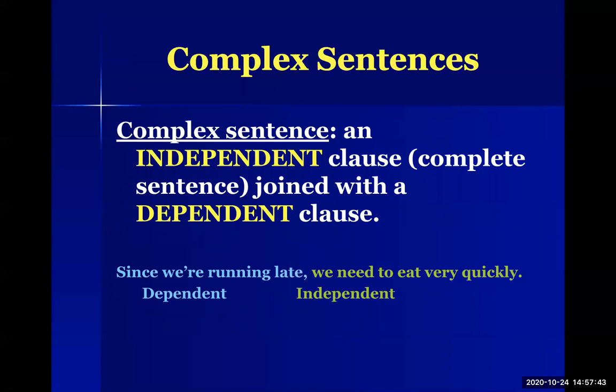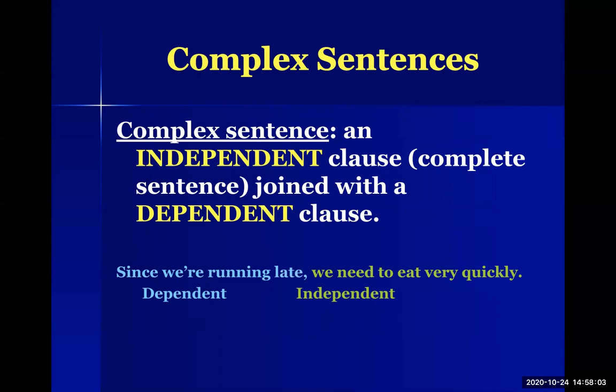Our last type of sentence is a complex sentence. It's an independent clause, a complete sentence, joined with a dependent clause, a fragment. So, for example, since we're running late, comma, we need to eat very quickly.